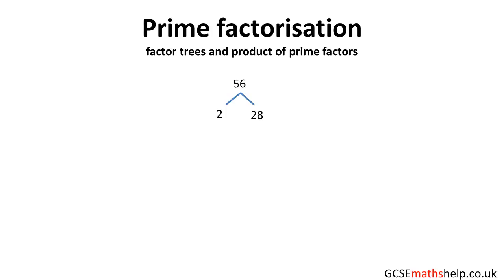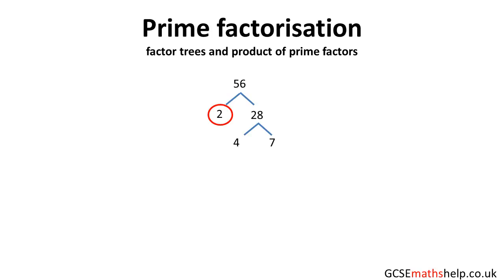At this stage you look at those 2 numbers and you decide, is any of them a prime number? If it's prime, you stop there, you put a ring around it and you've finished with that branch. But 28 is not a prime number, so we carry on and we think of 2 numbers now that multiply together to make 28. For example, 4 and 7 will do.